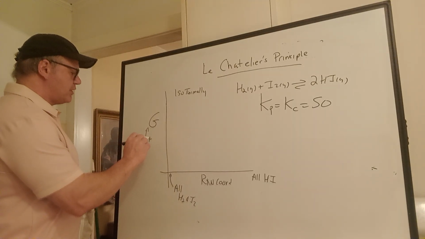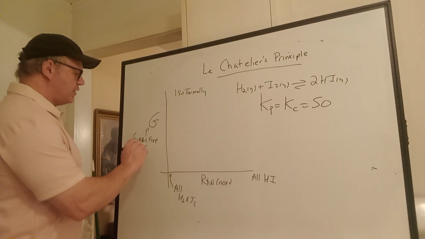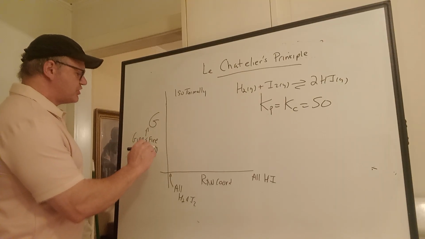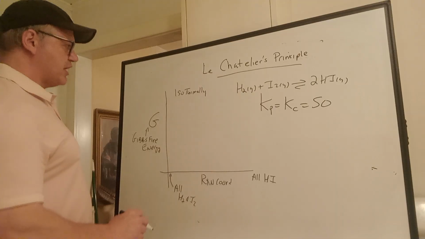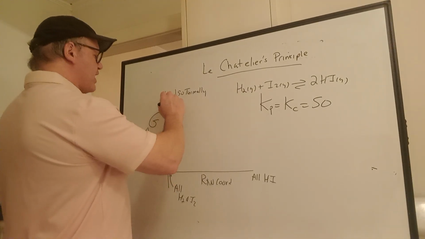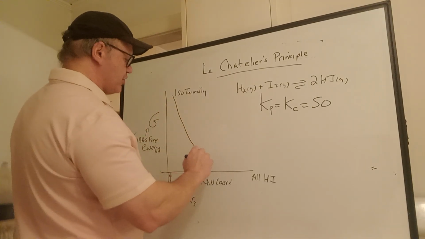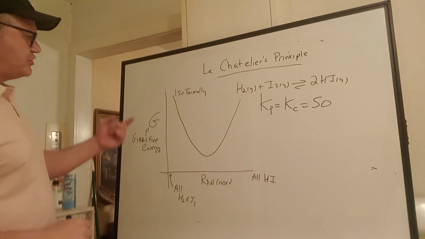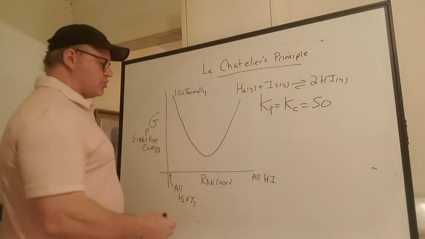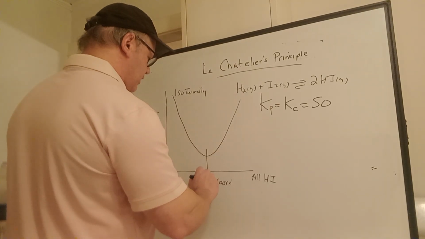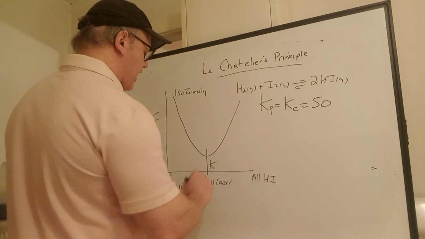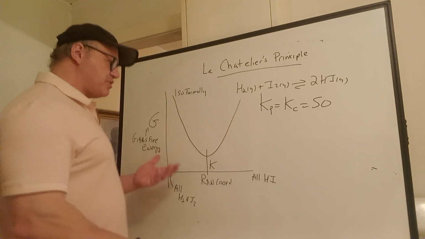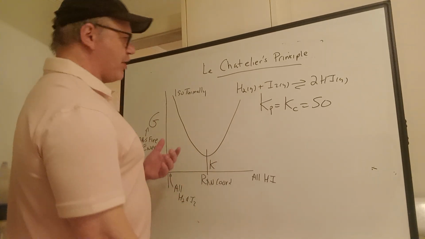Gibbs free energy, I'll put the technical name. I'm not worried about scaling. This is a cartoon, a conceptual cartoon. Isothermal process, meaning we have a certain temperature. So we'll have a map of G versus the reaction coordinate where the minimum corresponds to K, the equilibrium constant. Whether it be Kc or Kp is a function of how we want to define it.